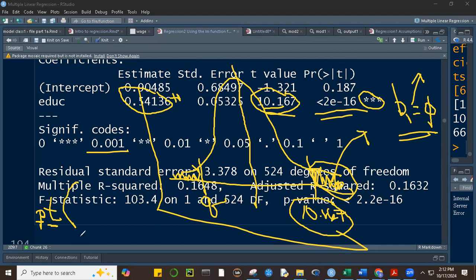Inside your code chunk, you write PT, class, PT, and then open and close parentheses. Then it will show you the parameters that you need. What are the parameters?